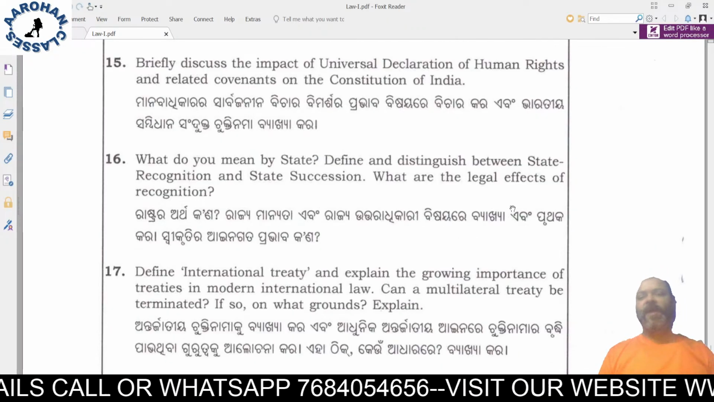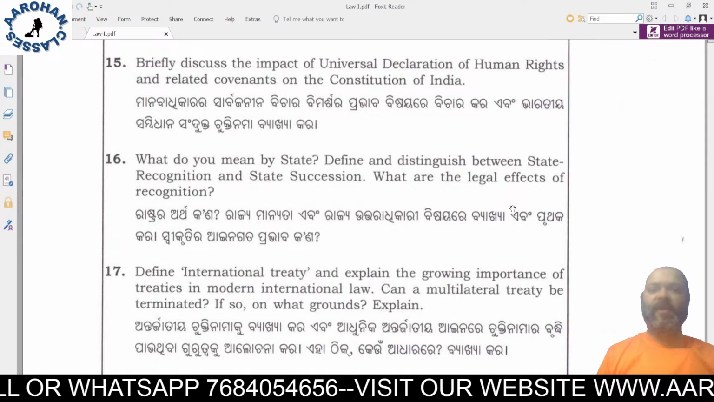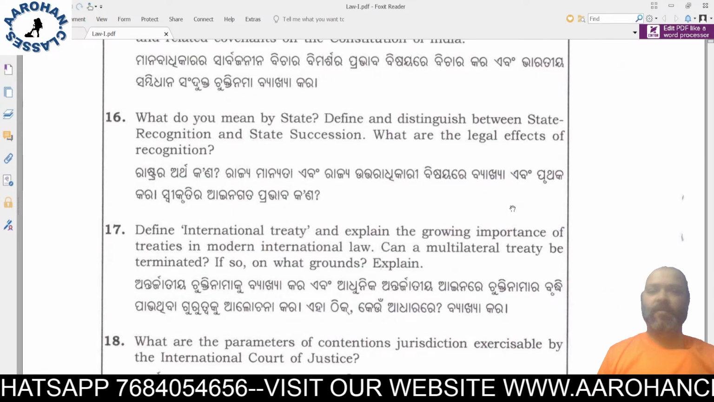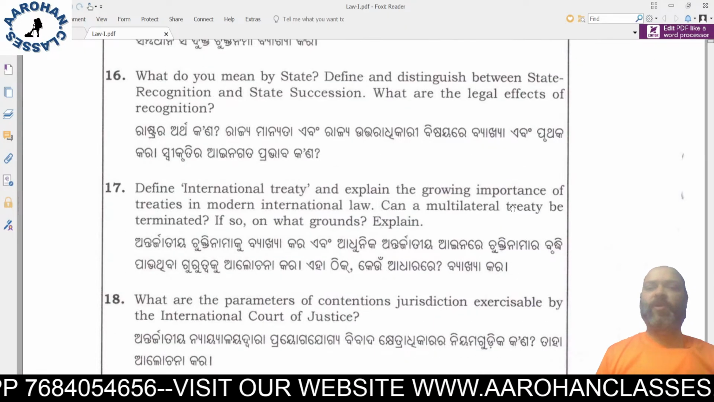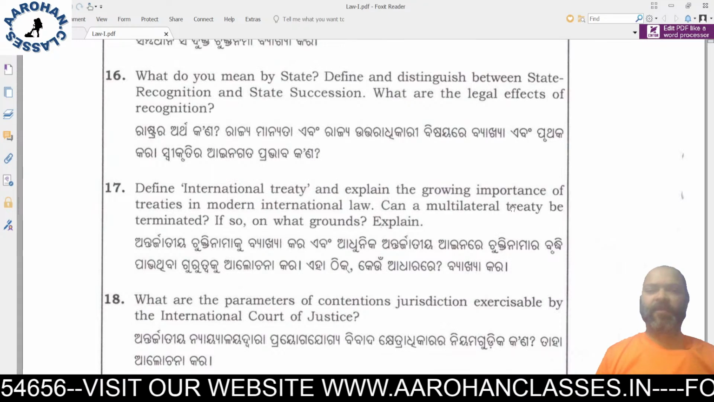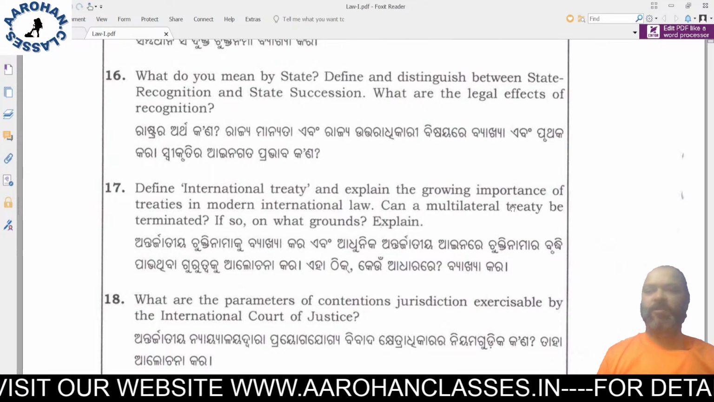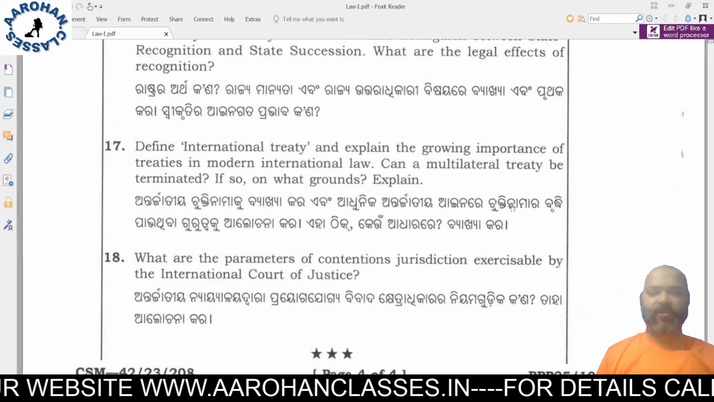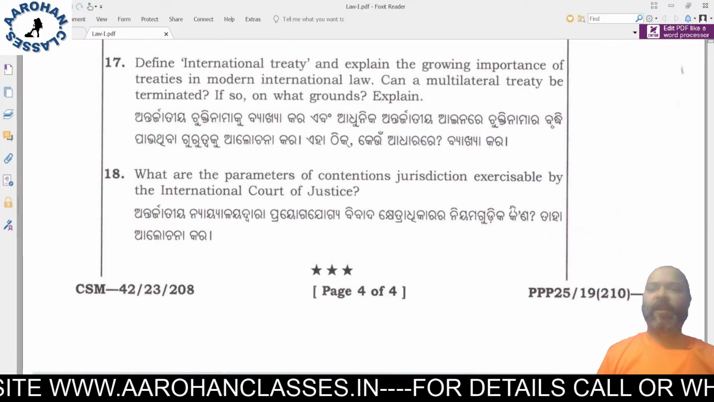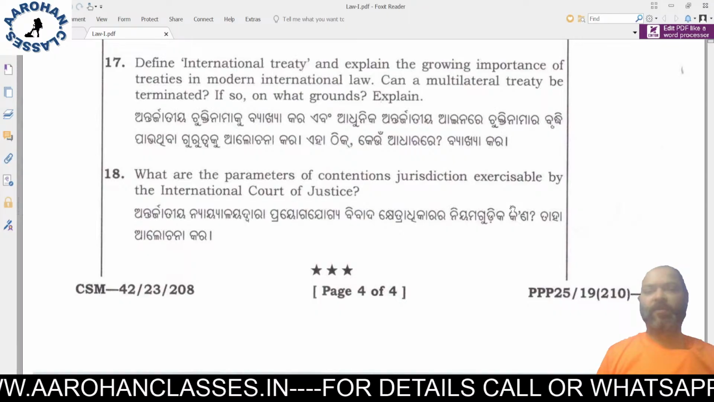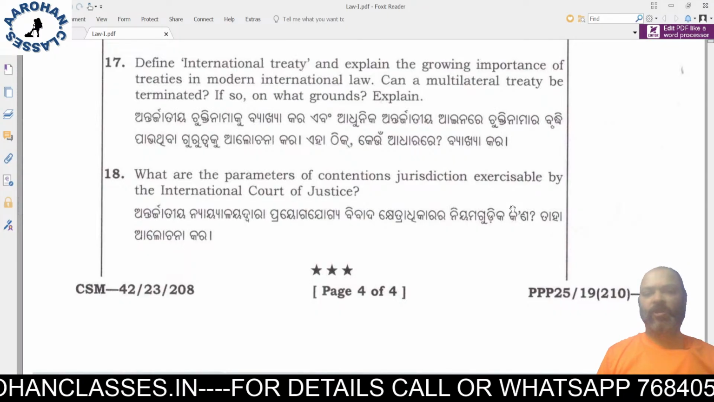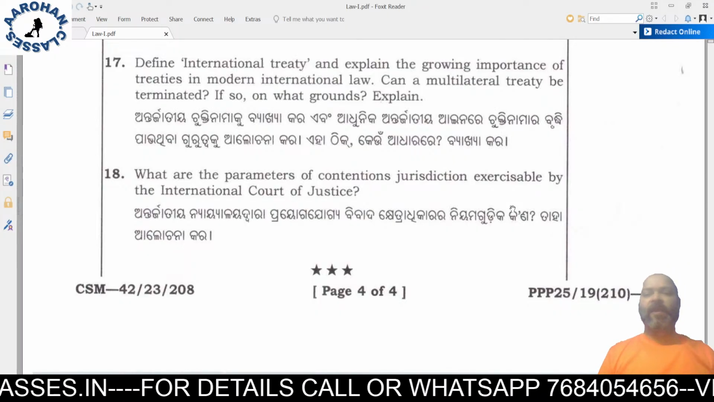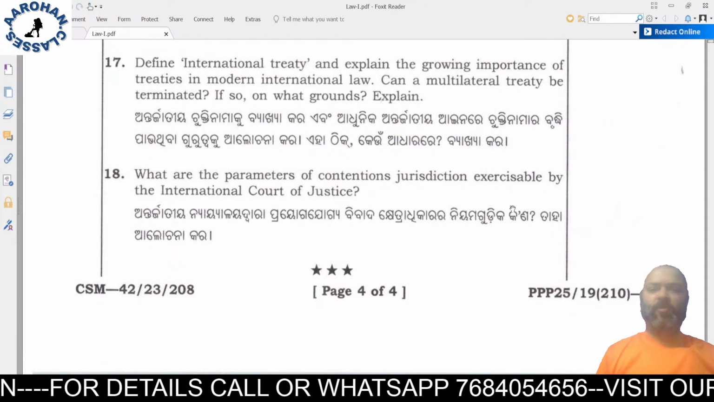Briefly discuss the impact of UDHR and related covenants on the Indian Constitution. What do you mean by state? Define and distinguish between state recognition and state succession. What are the legal effects of recognition? Define international treaty and explain the growing importance of treaties in modern international law. Can a multilateral treaty be terminated? If so, on what grounds?